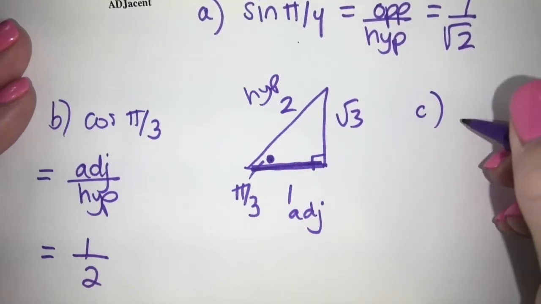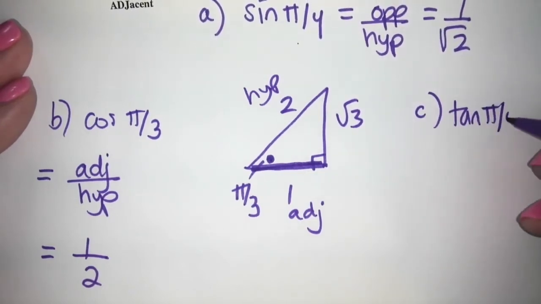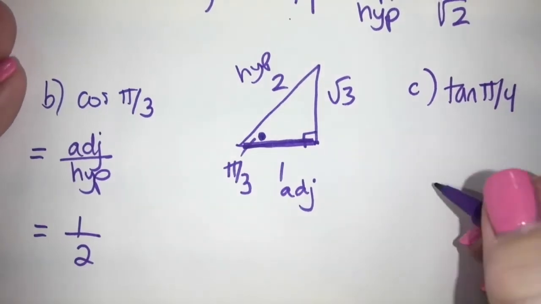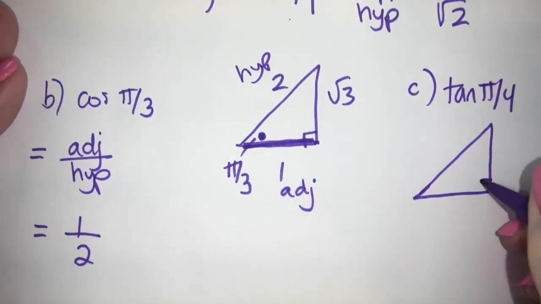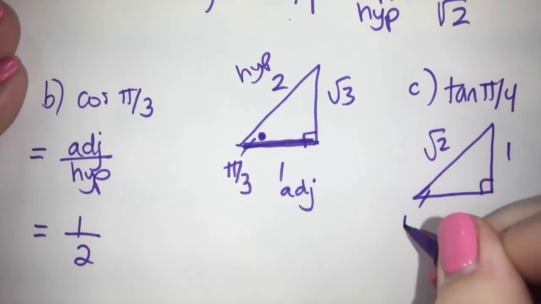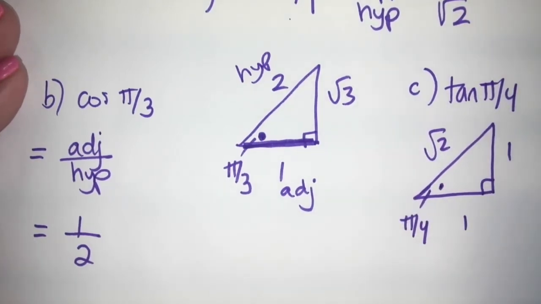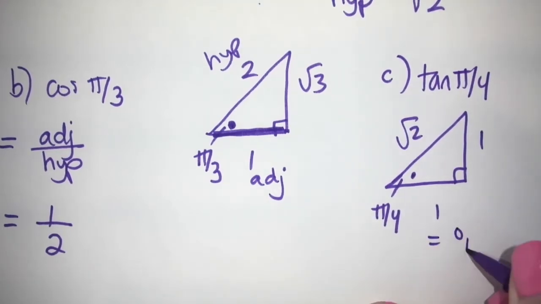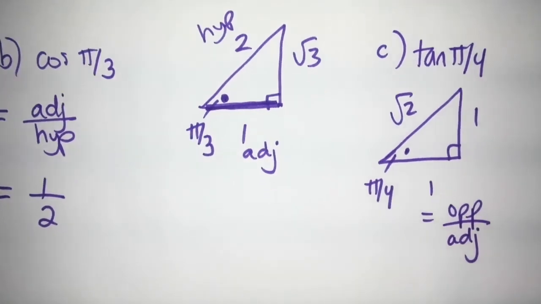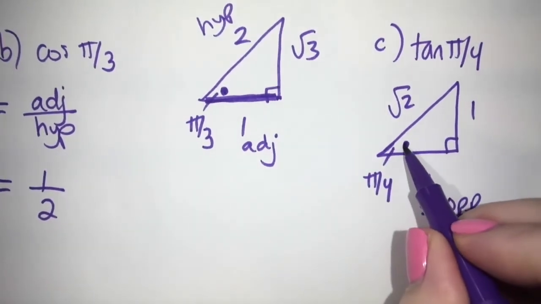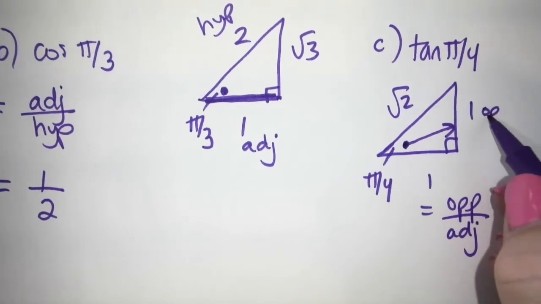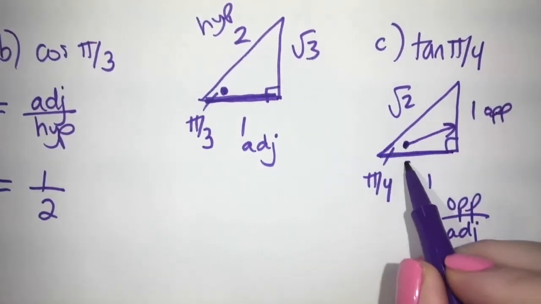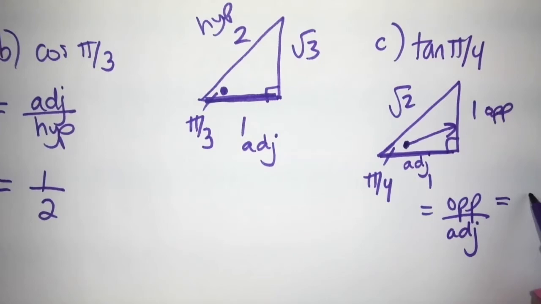And if we look at, let's say, tan pi over 4, well, let's draw the pi over 4 triangle. It's 1, 1, root 2, pi over 4. And if we're looking at tan, we're looking at opposite over adjacent. So SOHCAHTOA, so opposite over adjacent. From this pi over 4, opposite means go across, and adjacent is the one touching the pi over 4. So we actually get 1 over 1, so we would just say 1 for that.